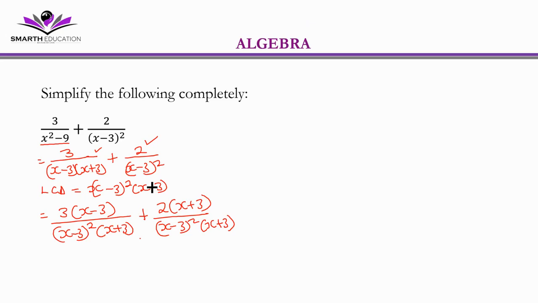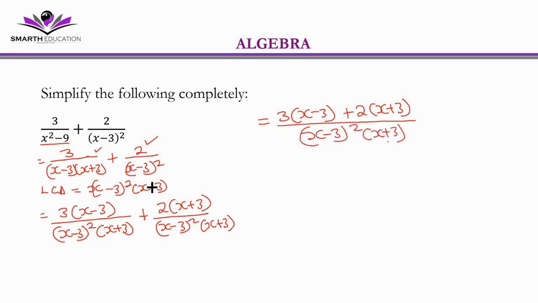Okay, now the denominators are the same. We can add the numerators. It's going to be 3 times x minus 3 plus 2 times x plus 3, all this over x minus 3 squared, x plus 3. Then what do you get?